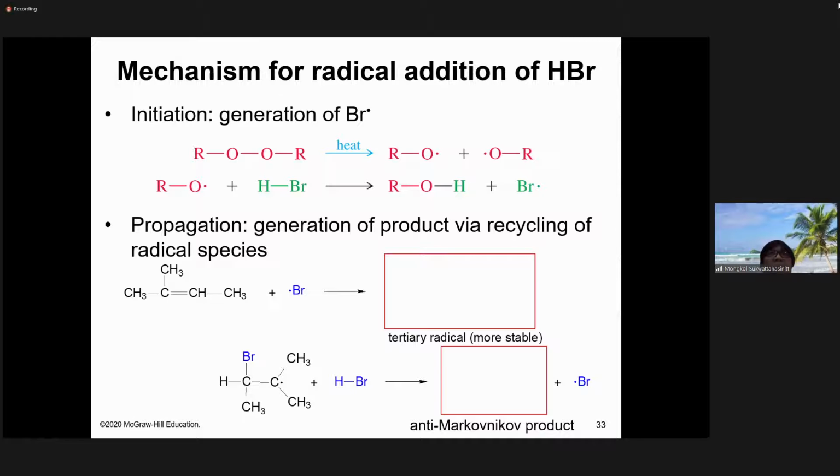Radical stability is similar to carbocation stability. It ranks from tertiary down to secondary and primary. So in this case, the bromine will add to the carbon on the right here and get the tertiary radical, which is more stable. This tertiary radical, they draw it the other way. This is the same compound, but they kind of switch left and right.